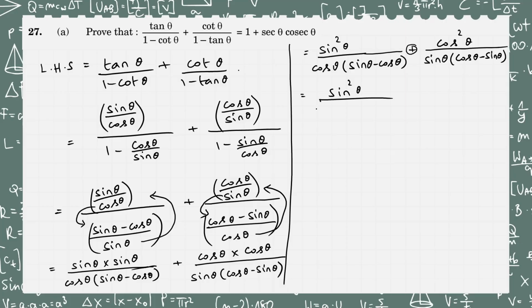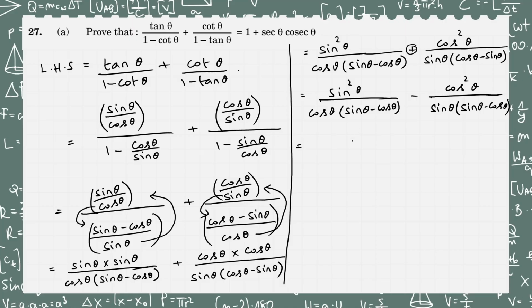The first term remains the same, no change. Sin theta minus cos theta, and the next term will become cos square theta divided by sin theta into, instead of cos minus sin, we are going to write it like sin minus cos, and the minus sign which we are taking out from the term will make the sign in the middle negative.